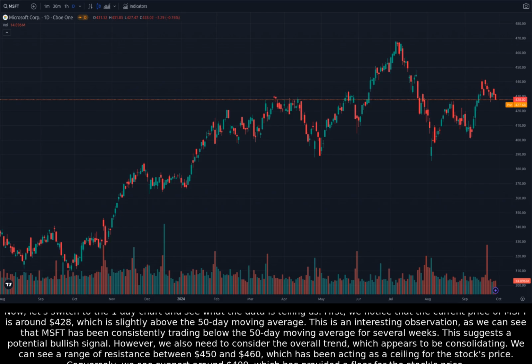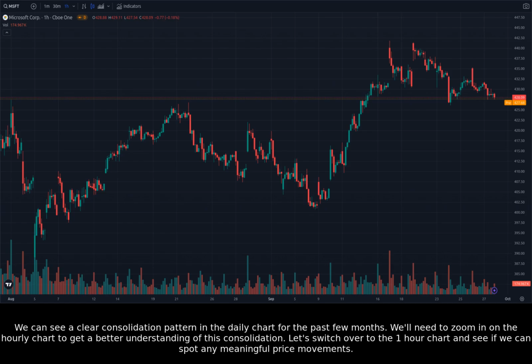However, we also need to consider the overall trend, which appears to be consolidating. We can see a range of resistance between $450 and $460, which has been acting as a ceiling for the stock's price. Conversely, we see support around $400, which has provided a floor for the stock's price. We can see a clear consolidation pattern in the daily chart for the past few months. We'll need to zoom in on the hourly chart to get a better understanding of this consolidation.